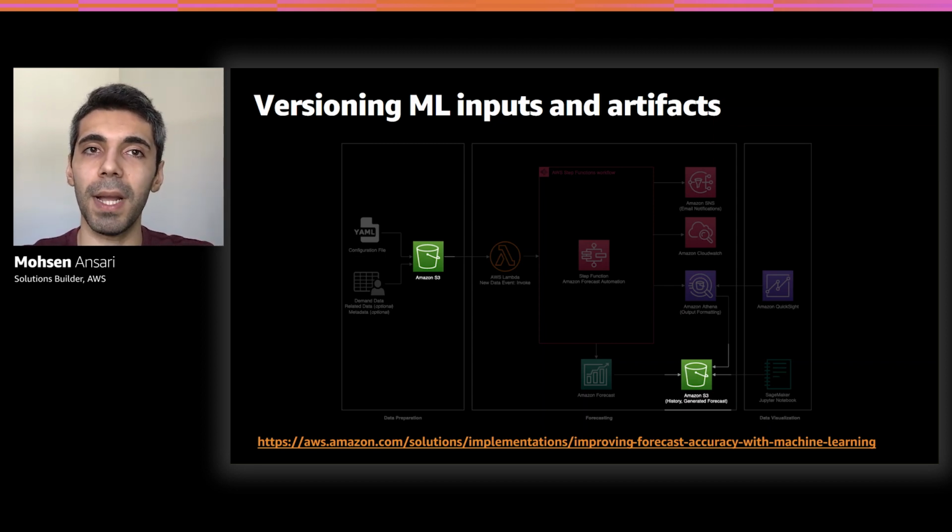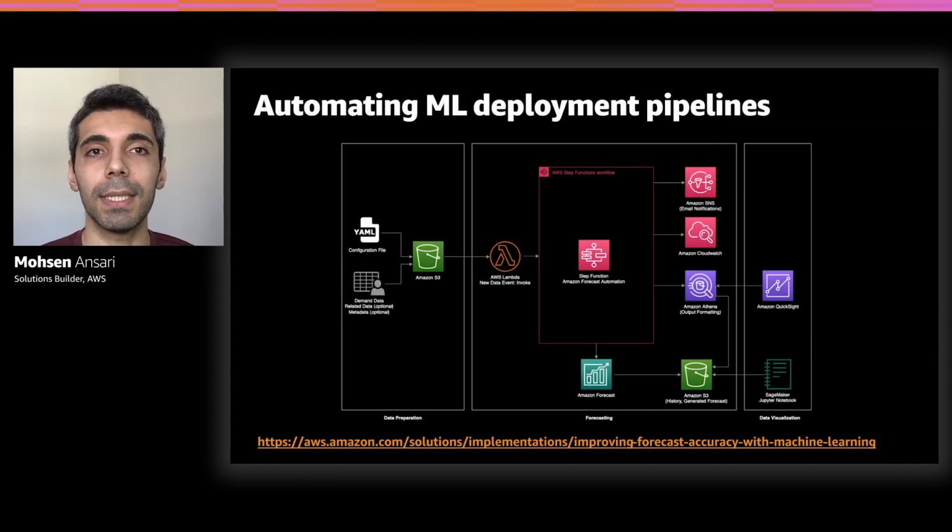So that if we want to revert back, we can just easily delete the latest version and then go back to the last version that we wanted. Again, this was an example of applying a best practice from the machine learning lens into our architecture. And following the second best practice in the operational excellence, we had automating machine learning deployment pipelines.